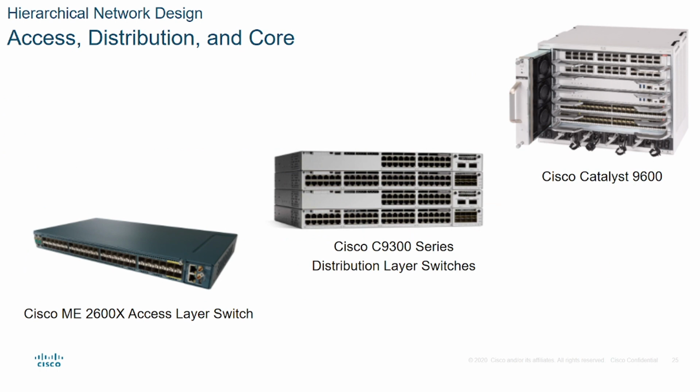So an example of the access layer is a switch. All right, so here is a picture of a Cisco M2600X access layer switch. Then another example, of the distribution layer, is the Cisco C9300 series switches and the Cisco Catalyst 9600 switch.